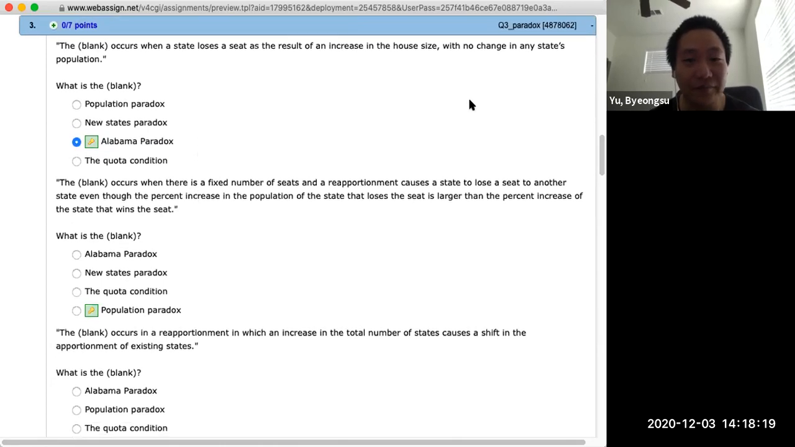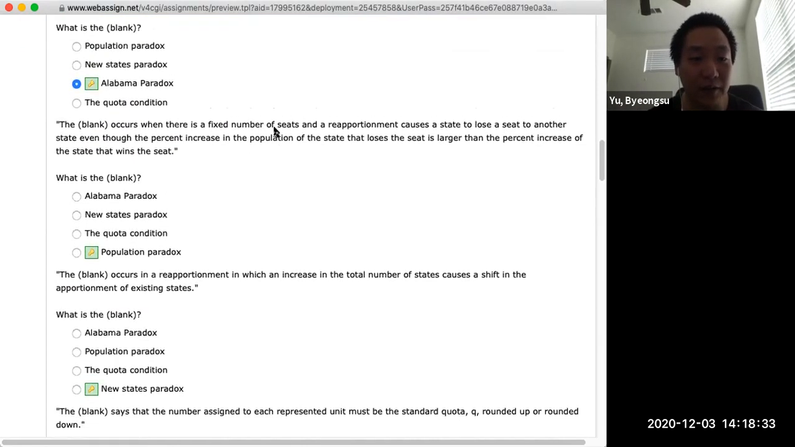So it is about the increasing house size. If there is no change in the state population, but increasing the house size causes some states to lose seats, that's the Alabama paradox.